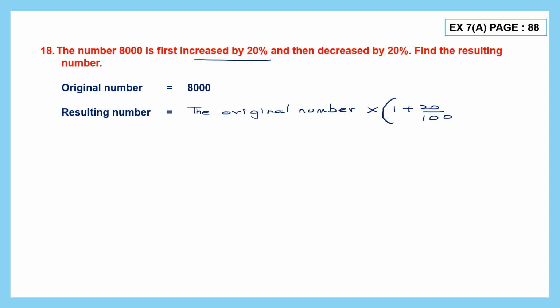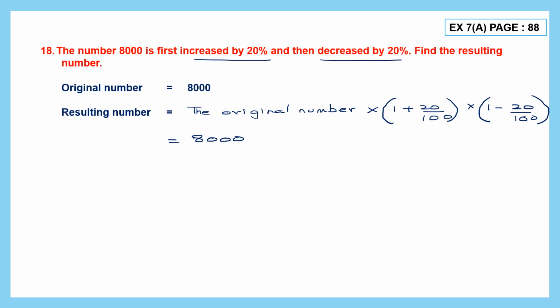20% means 20 by 100, into, now then decreased by 20%. So when it is decreased, it is 1 minus 20 by 100. Here it is 1 plus because it says increased, and here it is 1 minus because it says decreased, and both are 20%. So we have 20 by 100. Now we can solve this and get our answer. So here the original number is 8000.